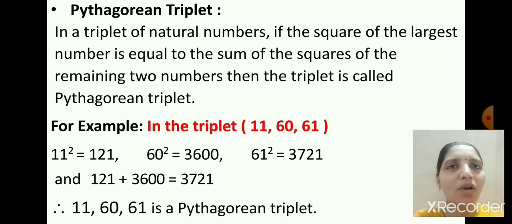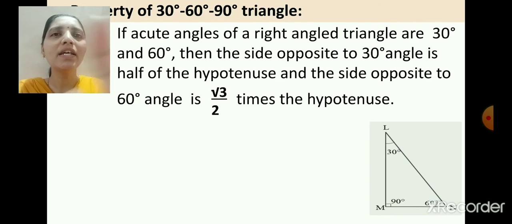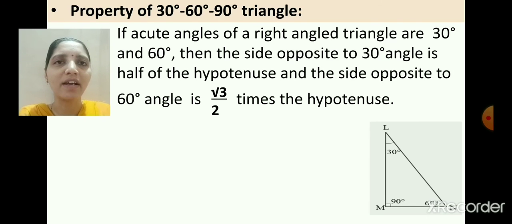Yes. Now let's move on to the next part, that is the property of the 30 degree, 60 degree and 90 degree triangle. What is the statement for this? Yes, if the acute angles of a right angle triangle are 30 degree and 60 degree, then the side opposite to 30 degree is half of the hypotenuse and the side opposite to 60 degree is √3 upon 2 times the hypotenuse. Are you getting it?